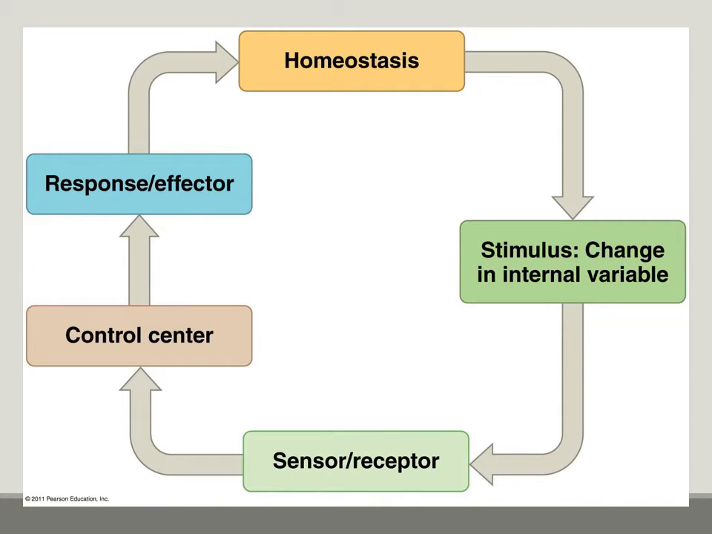Finally, just to end all of this, I just wanted to have a bit of a summary. Homeostasis will detect changes in some type of internal variables. That detection is made because there's been a stimulus to say that something has changed. The stimulus is detected by the sensor or receptor that will then send information to a control center. That control center will then cause the response or the effector to help the body return to that homeostatic state. And that is the end.